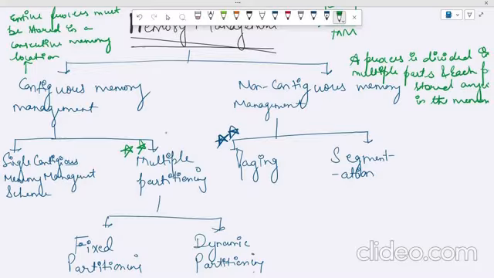In the next video we will understand these things in detail, like what single contiguous, multiple partitioning, fixed partitioning, dynamic partitioning, paging, and segmentation are.